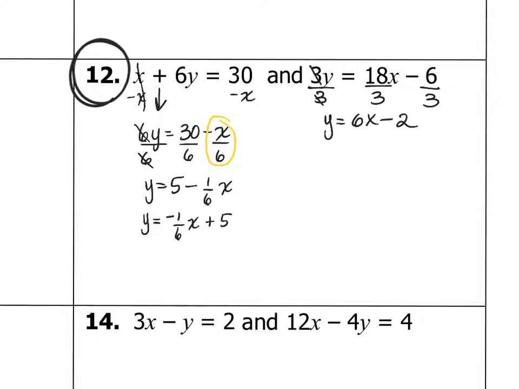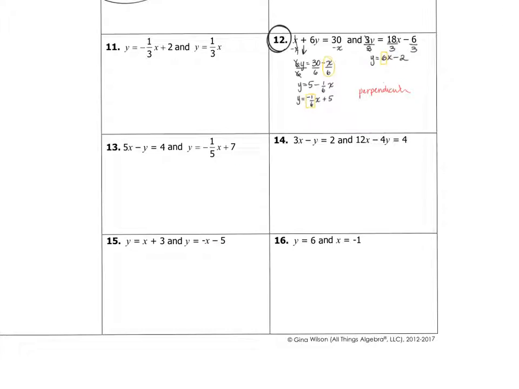Now we can compare the slopes. I've got a slope of negative 1/6 versus a slope of 6. They are opposite reciprocals, so these lines are perpendicular. So I'd like you to try 11, 13, 15, and pause the video so that then I can give you answers, and then we're going to do 16 together. Go ahead and try 11, 13, and 15 now.